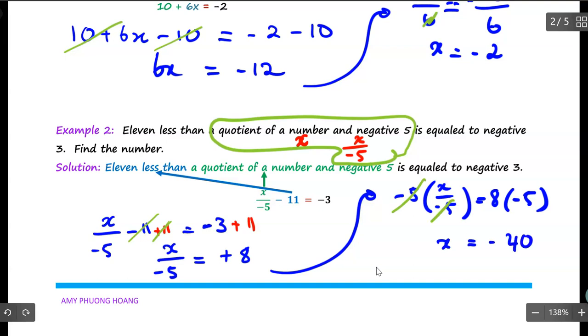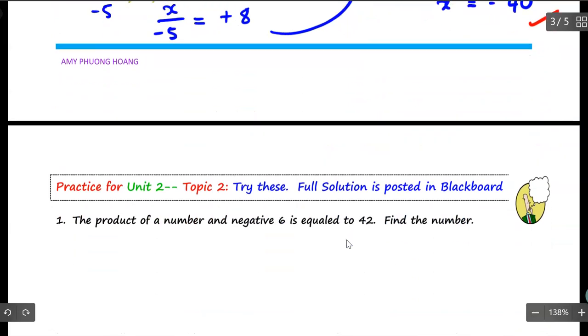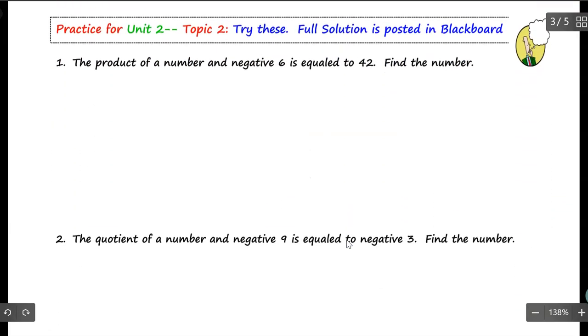So let's double check. Okay, if you take negative 40, you divide it by negative 5, you should get positive 8. Then positive 8 subtract 11 gives you negative 3. So it really does make sense in this case. Alright, so let's continue on. What I'm going to do is I will complete all of this exercise for everyone, because I realized that translating word problems into mathematical equations could be a bit challenging.